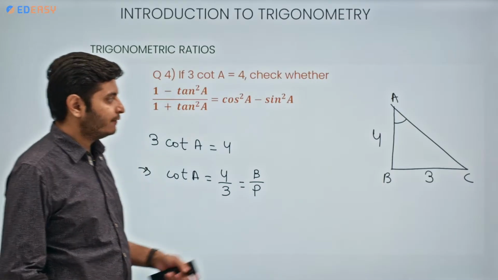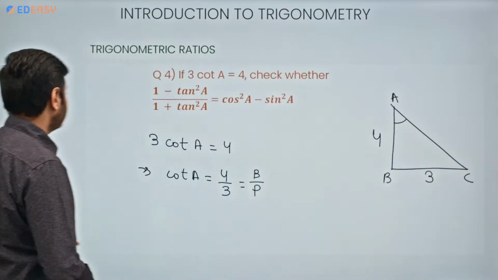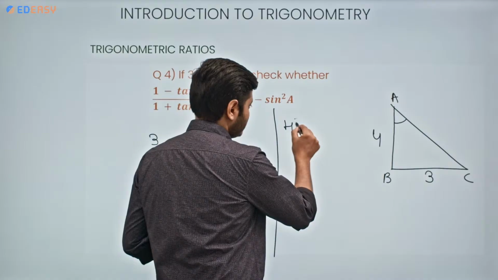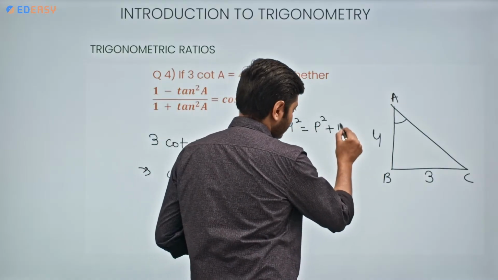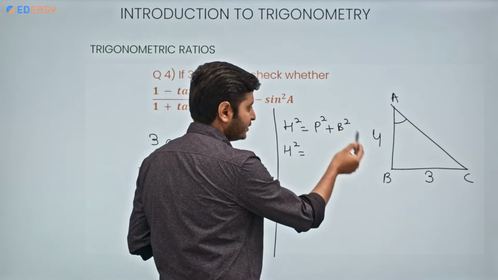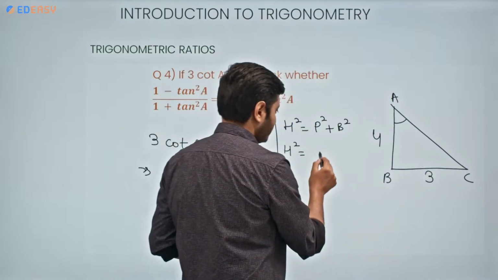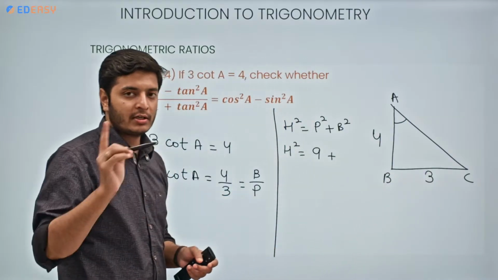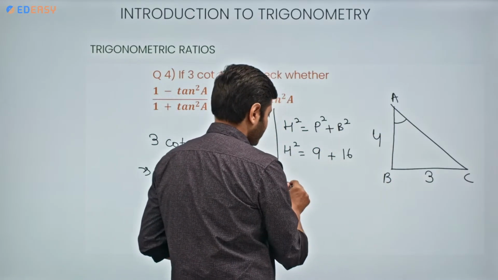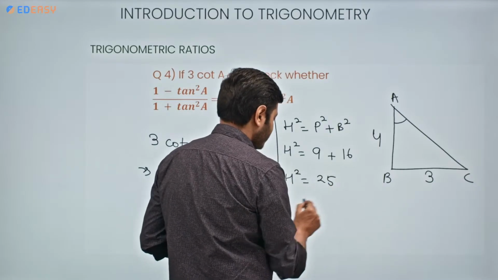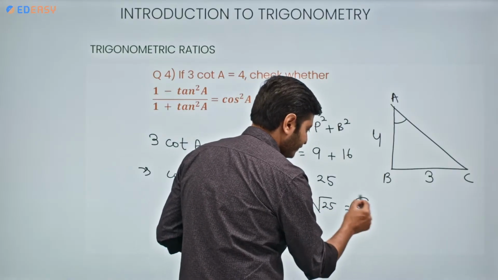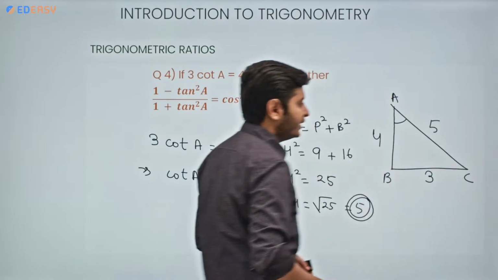Can we find the value of hypotenuse? Of course, we know how to find it using Pythagoras or Baudhayana theorem. So that would be h square is equal to p square plus b square. H square is not known to us, we will keep it as it is. P square means 3 square, 9. Directly I am writing, but in your exam, you need to write every step. B square is 4 square, 16. So h square is 25. H is root 25. We know this, correct? 5. So the value of this side is 5.